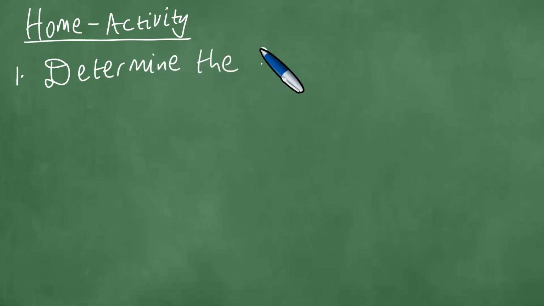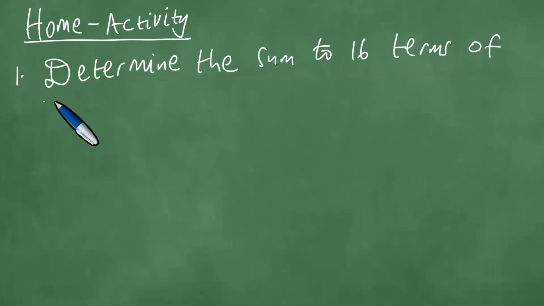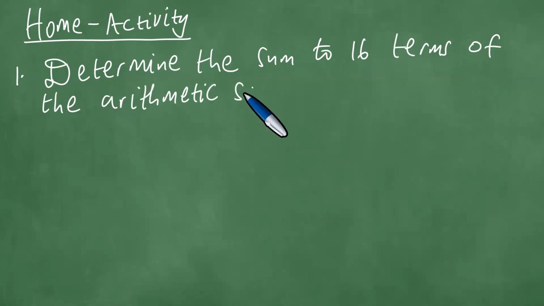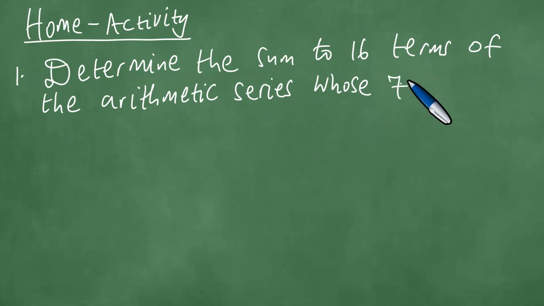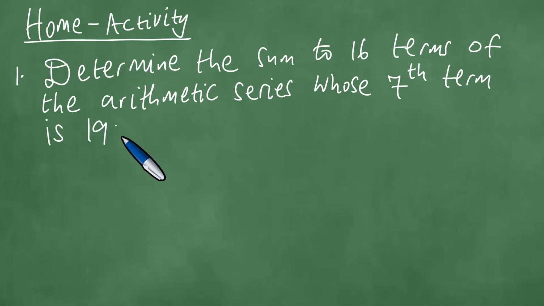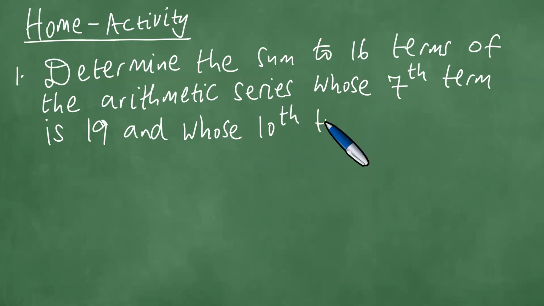Determine the sum to 16 terms of the arithmetic series whose 7th term is 19 and whose 10th term is 25.